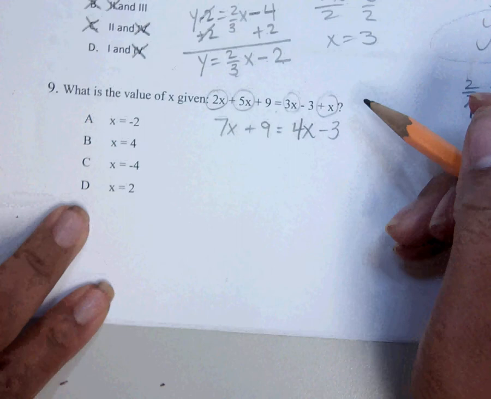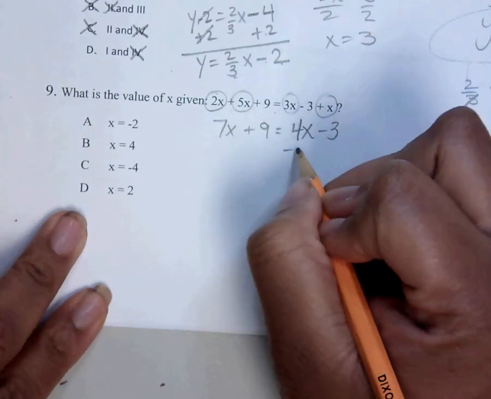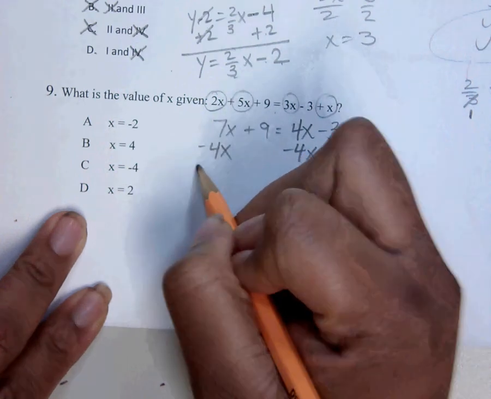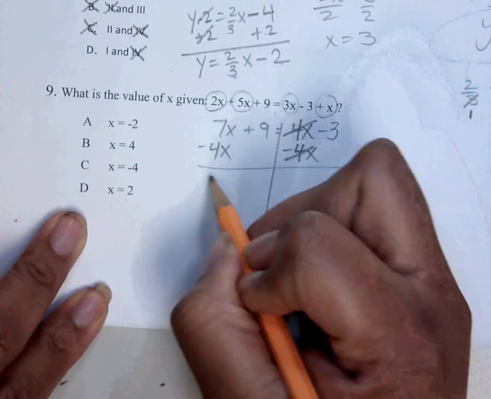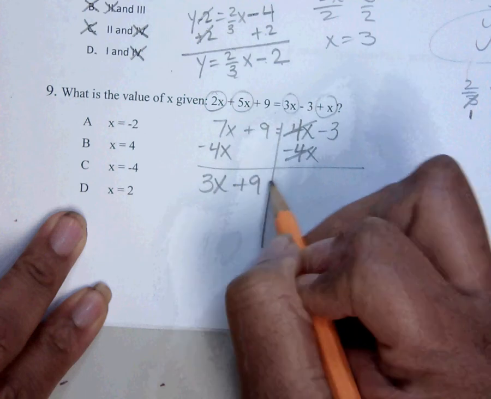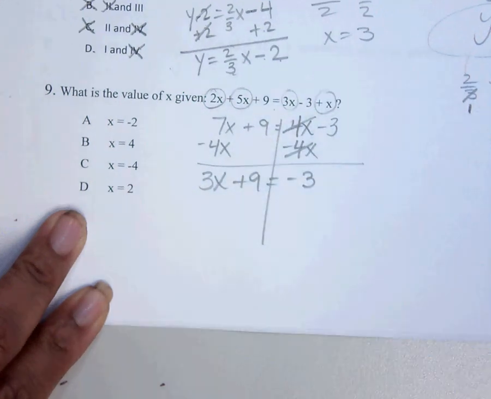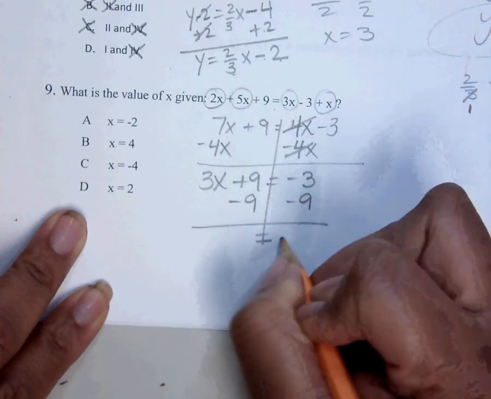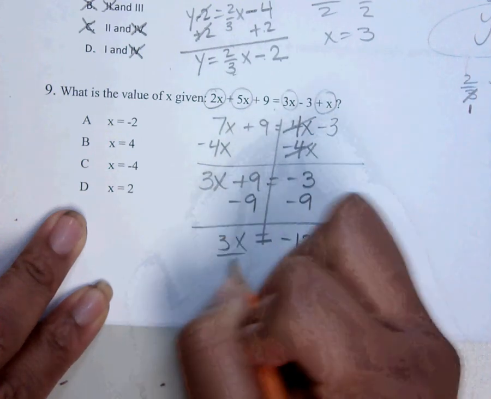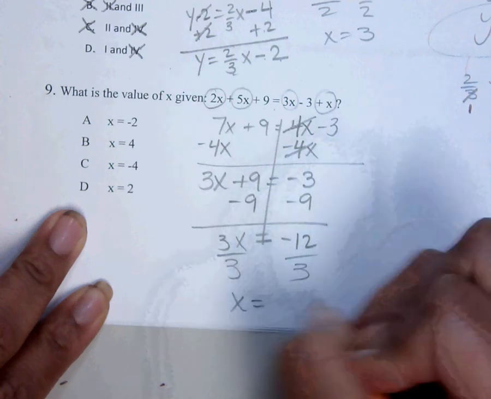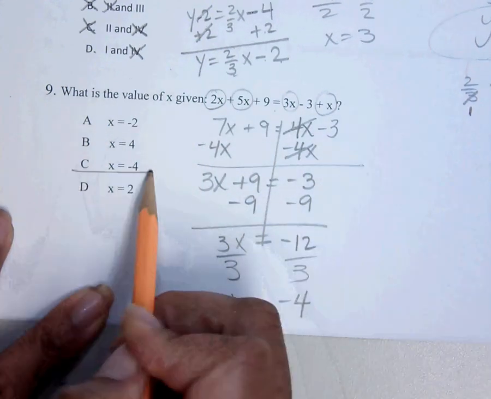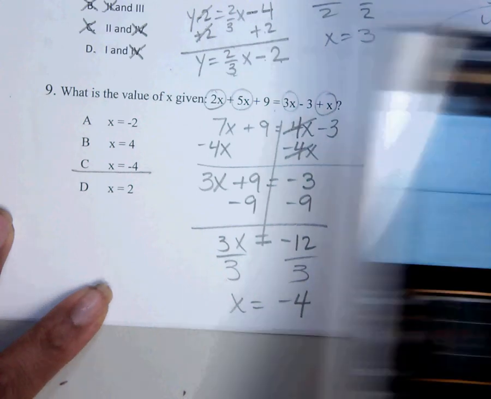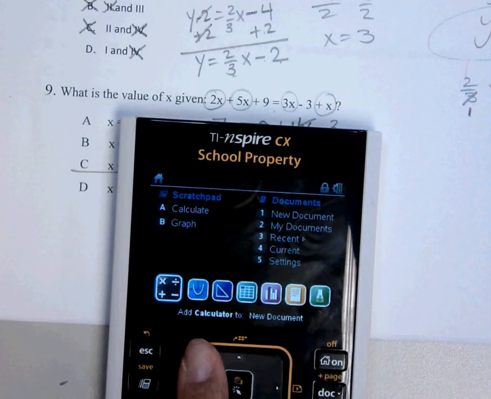Okay. So now I am going to subtract 4x to the other side. And that's 3x plus 9 equals negative 3. Then I'm going to subtract 9. And that gives me negative 12. And then I'm going to divide by 3. And that gives me negative 4. I see my answer, but I want to make sure I actually did this correctly. So I'm going to use a calculator to check my work.